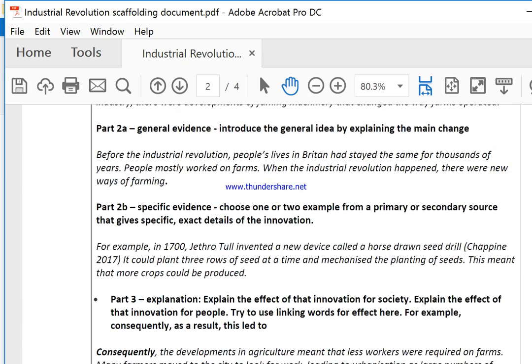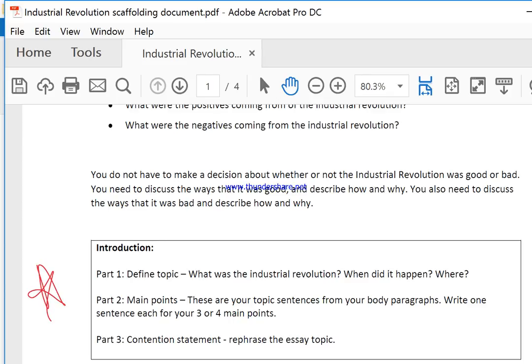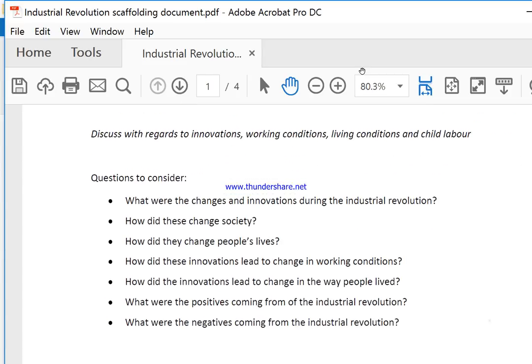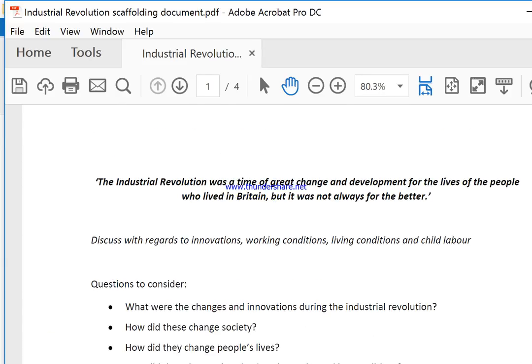So then we're going to talk about the introduction. On page 1, there's this section here about the introduction. Basically, for any essay, this includes English and humanities, you need to start by defining the topic. So the topic really is the Industrial Revolution. You need to tell us, what was the Industrial Revolution? When did it happen and where? So we're focusing on Britain. Okay, and you need to explain from the 1750s through to the early 20th century.